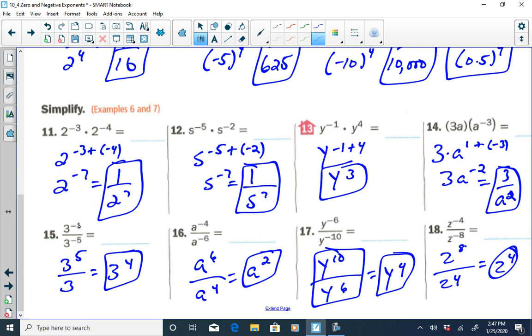Alright, remember this last row, when you have negative exponents in the numerator, they become positive in the denominator. When you have negative exponents in the denominator, they become positive in the numerator. Alright, hope that was helpful, and we'll stop there.